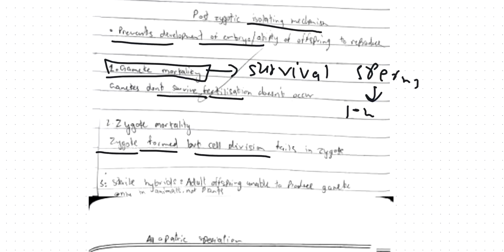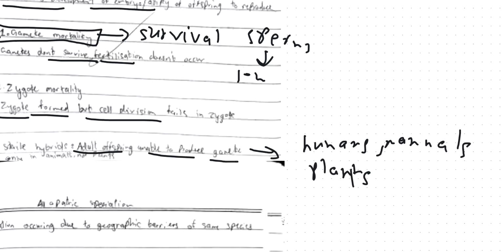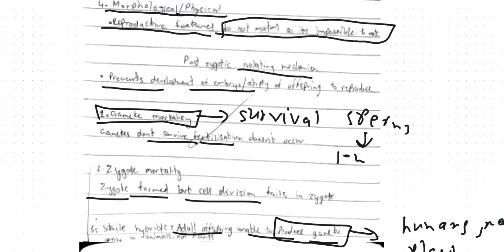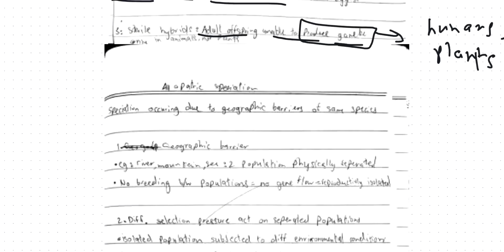And the third type is when the adult offspring is unable to produce gametes, and this can happen in humans, mammals, and plants. So when humans and mammals don't have functioning reproductive mechanisms, they cannot produce gametes, and therefore they cannot fertilize. So yeah, these are the post-zygotic and pre-zygotic isolating mechanisms. So let's move on to the different types of speciation.